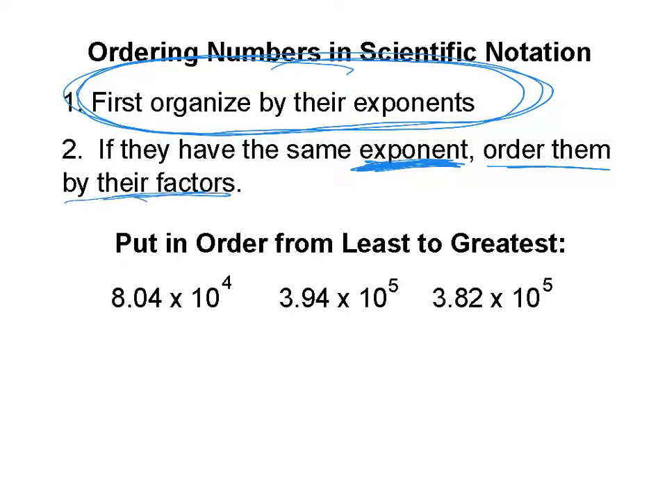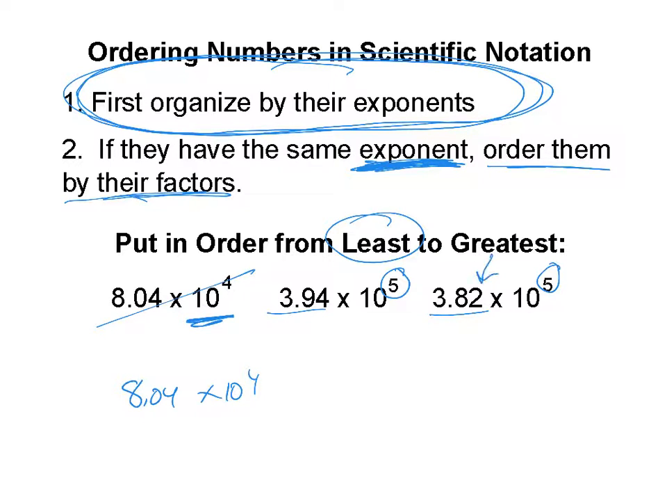In other words, you have to look at the number before the times 10 to the fifth and see which one's bigger, okay? So which of these would be the smallest or the least? Notice this one has the smallest power, so that one needs to go first. Okay, so we can cross that one out. Notice these ones have the same power, so now we have to actually look at the decimal and decide which one's smaller. This one's actually smaller, so 3.82 times 10 to the fifth would be second, and then 3.94 times 10 to the fifth would be third.